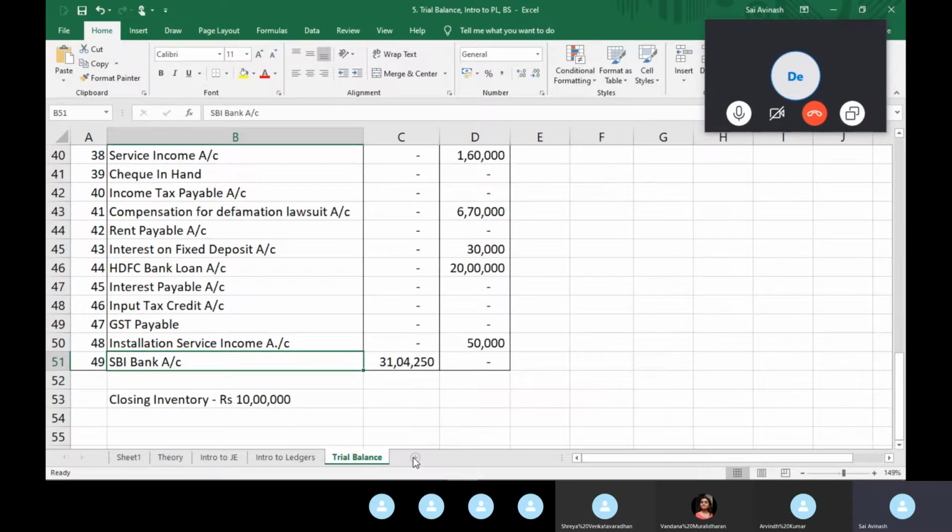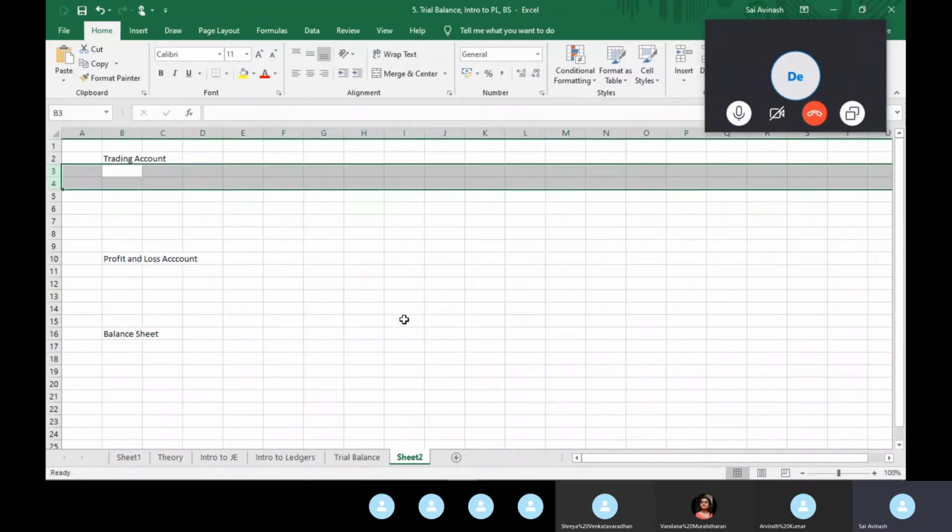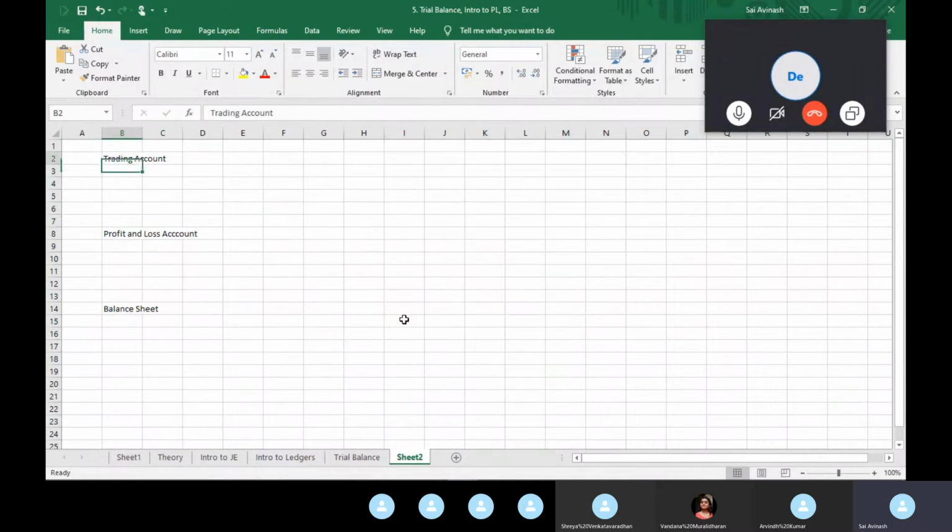Okay. So now, guys, we finally come to our trading account, our profit and loss account, and balance sheet. So these are the 3 accounts that you'll typically see in class 11. I don't expect you to see a manufacturing account.